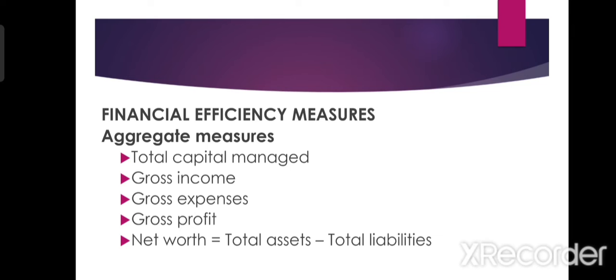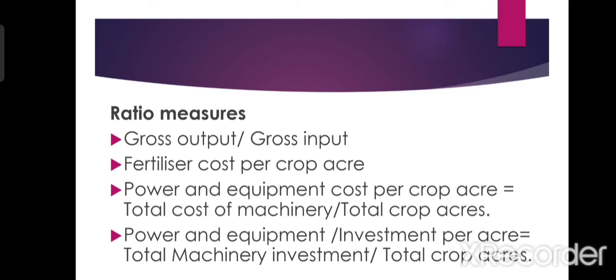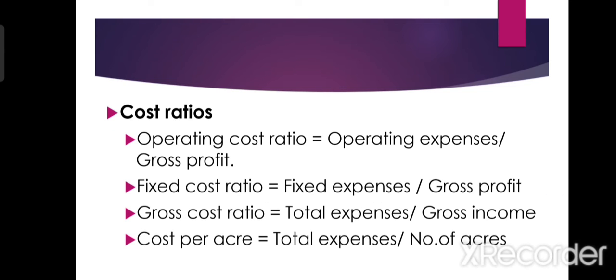Financial efficiency measures. Aggregate measures: total capital managed, gross income, gross expenses, gross profit, net worth equal to total assets minus total liabilities. Ratio measures: gross output by gross input, fertilizer cost per crop acre, power and equipment cost per crop acre equal to total cost of machinery divided by total crop acres. Power and equipment investment per acre equals total machinery investment divided by total crop acres.